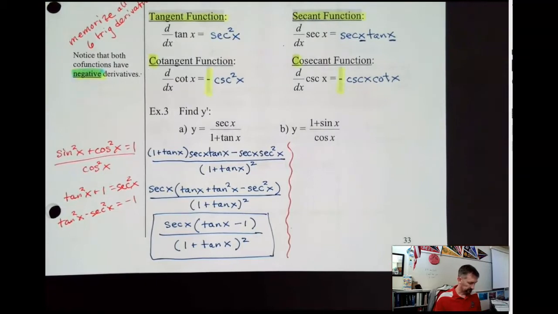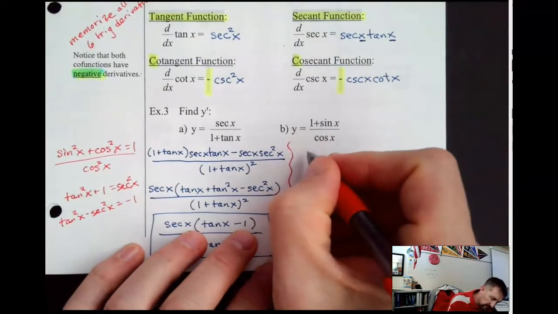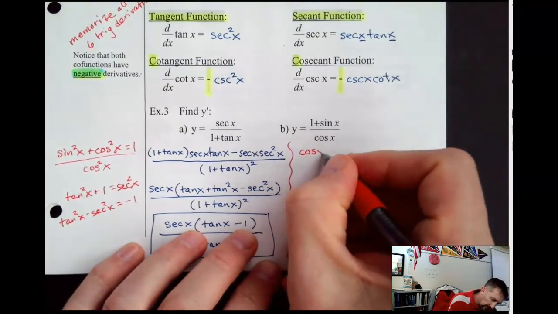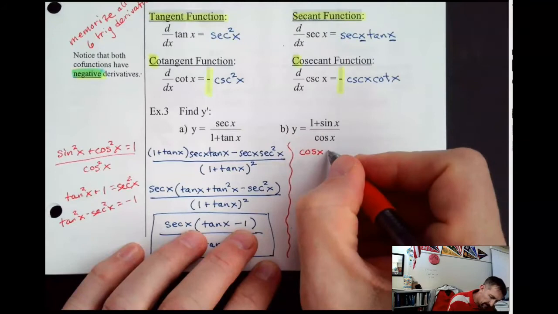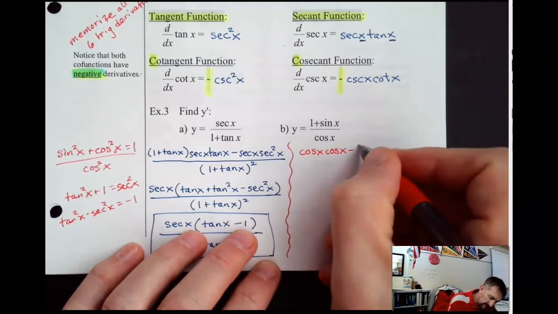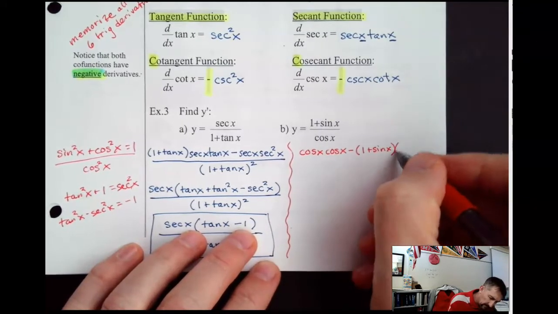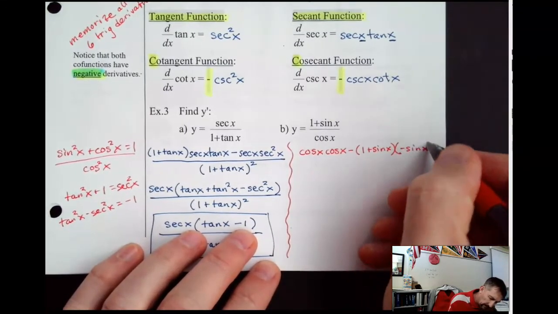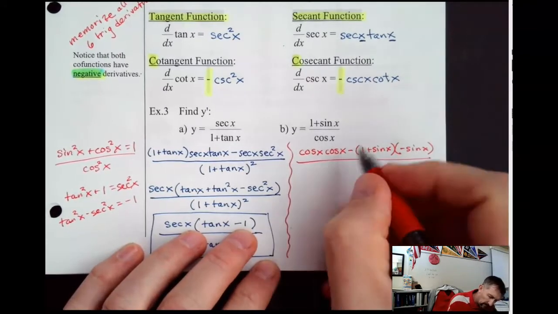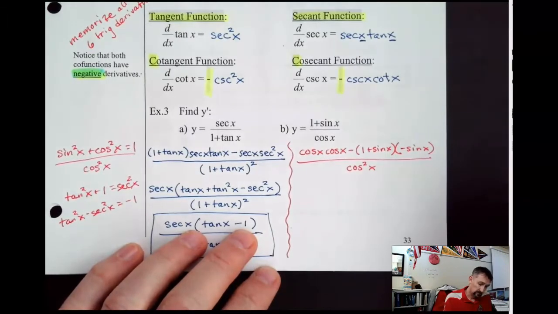Let's see. I'm going to use a different color. So low d high minus high d low all over low squared. Okay?